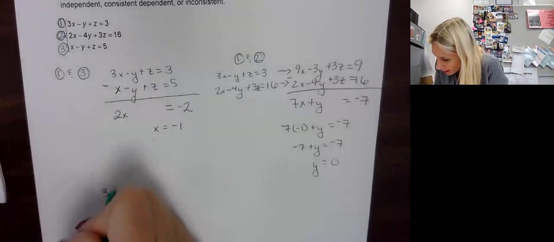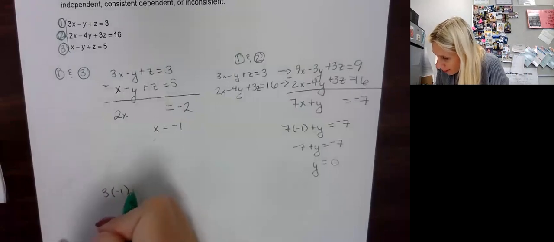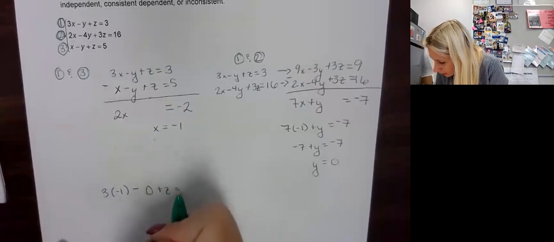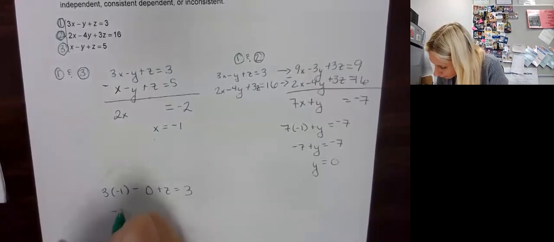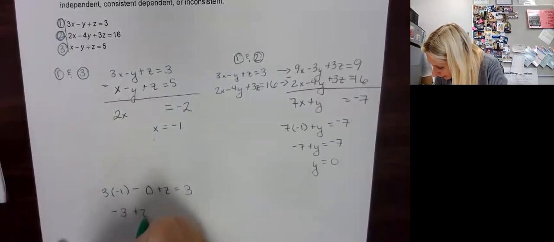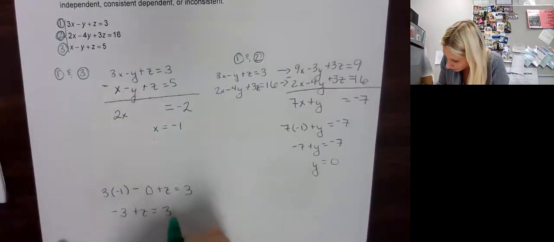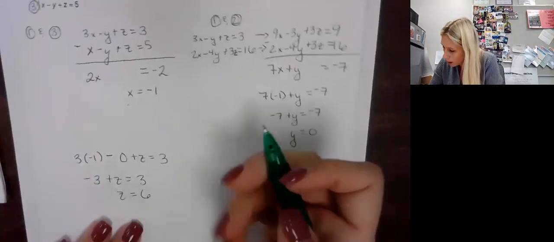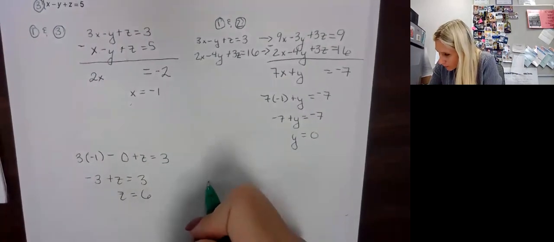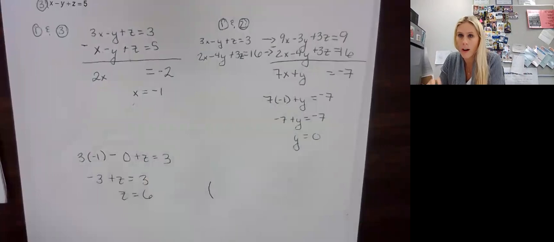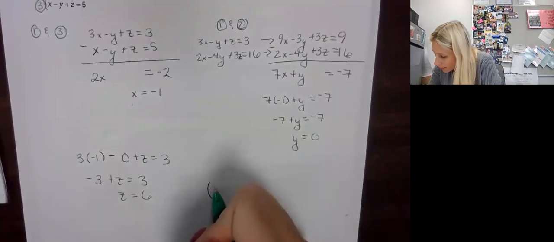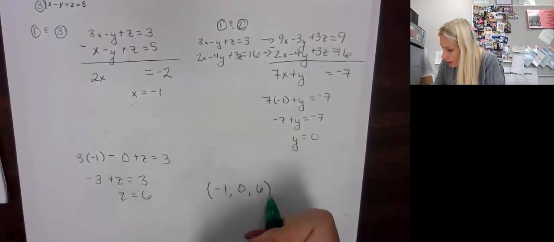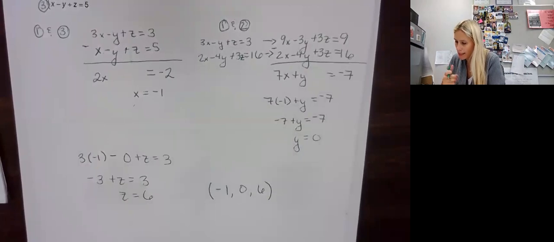So I'm going to say 3 times -1 minus, well, y is 0, plus z equals 3. So -3 plus z equals 3. So z equals 6. All right, well, when we write our solution, usually we write it in alphabetical order, x, y, z. So my coordinate would be -1, 0, 6. So they all intersect at that point.